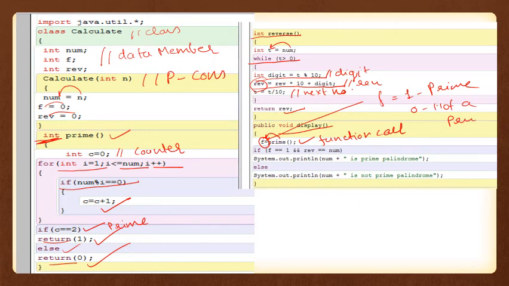Then write a condition. If the value of f is equal to 1 and rev is equal to num, meaning the reverse of the number and num are both equal, then the number is a palindrome. So write the condition: System.out.println num plus "is a prime palindrome", else num plus "is not a prime palindrome", and close the function.